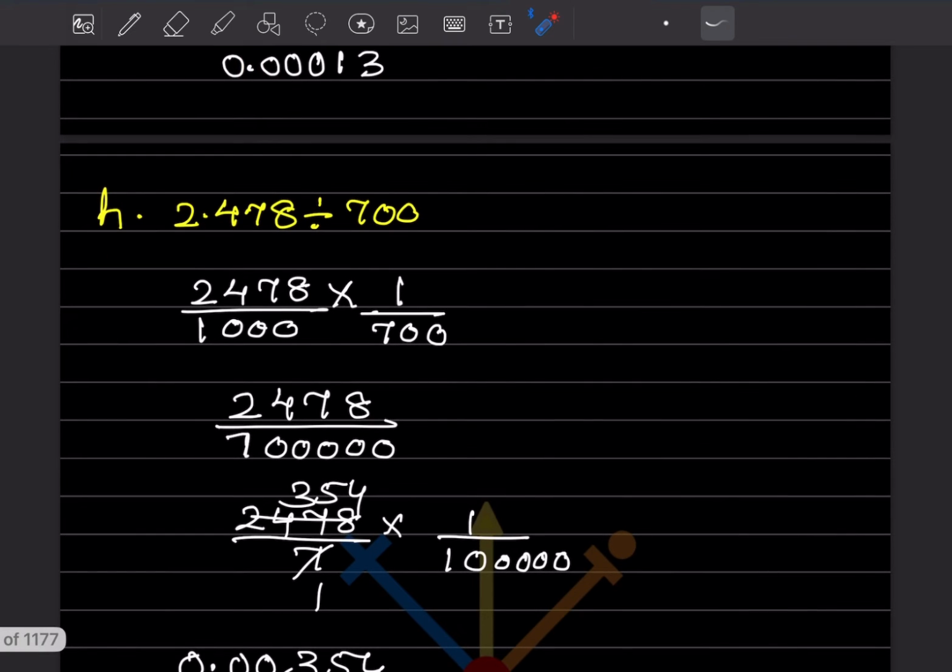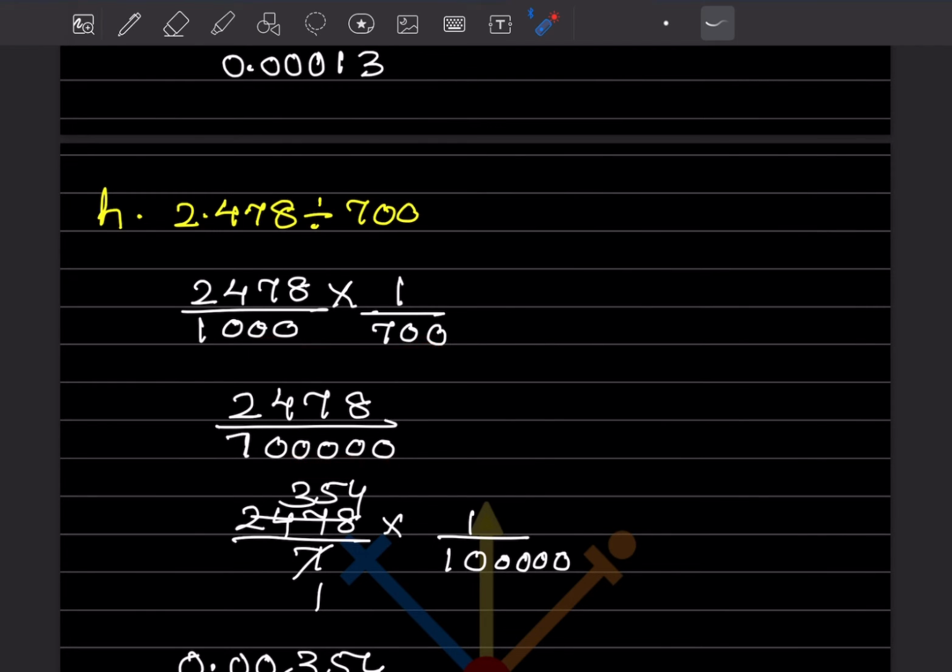Same here, after the point there are three numbers, so you are going to write here 3 zeros. This will be multiplied, so this is going to be the reciprocal, the 1 by 700. Now what you can see, 2478 divided by this 7 and 5 zeros, 1, 2, 3, 4, 5.